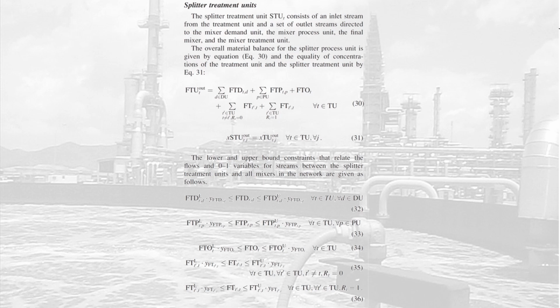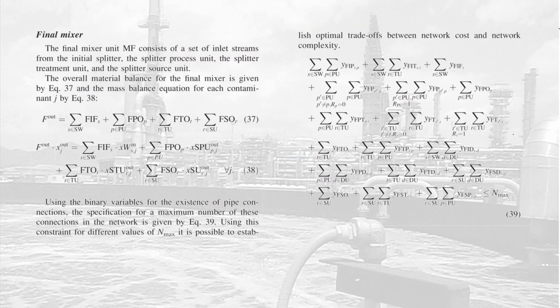Splitter treatment units. The splitter treatment unit STUT consists of an inlet stream from the treatment unit, and a set of outlet streams directed to the mixer demand unit, the mixer process unit, the final mixer, and the mixer treatment unit. Final mixer. The final mixer unit MF consists of a set of inlet streams from the initial splitter, the splitter process unit, the splitter treatment unit, and the splitter source unit.